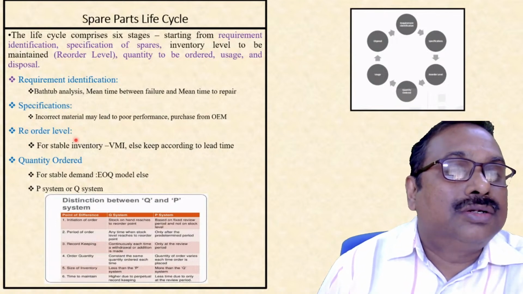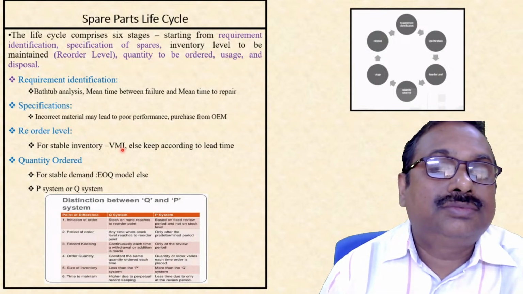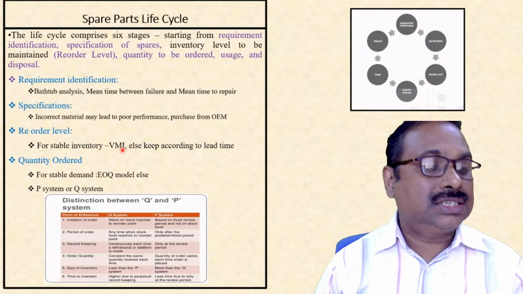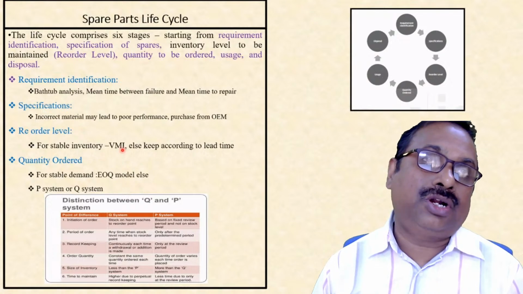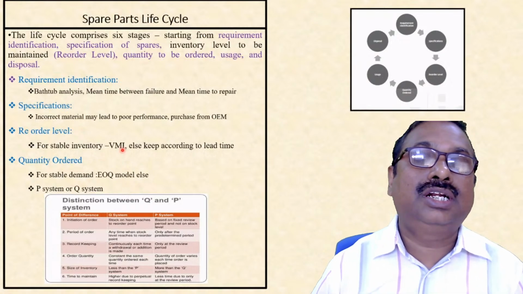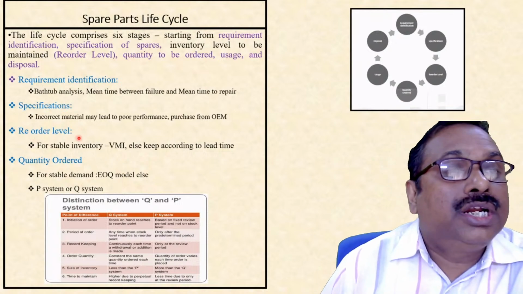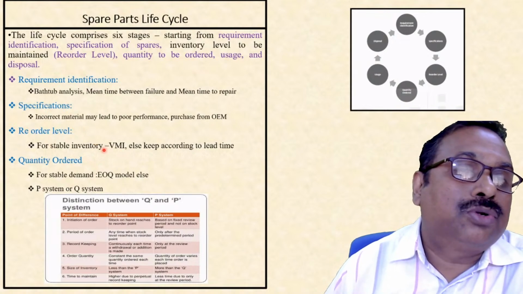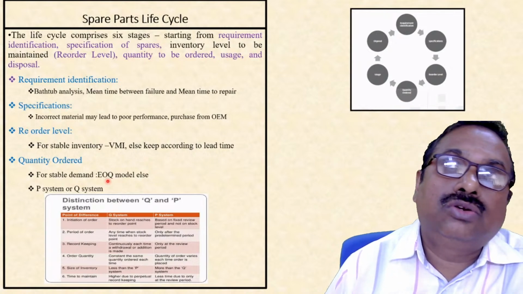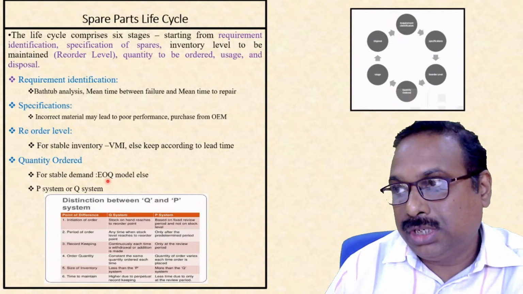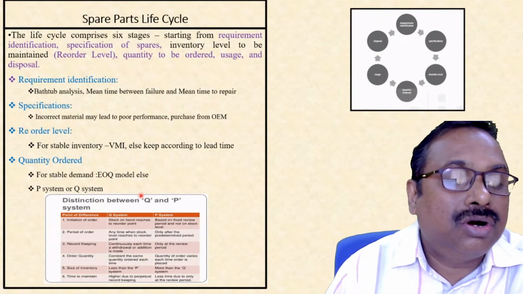Next is the reorder level. For stable inventory, as we have discussed, vendor managed inventory. That means we ask our vendor to keep the items in our premises. When we use the product, we pay the bill. So it reduces our cost. So the reorder level can be reduced if you approach this VMI concept. Then for the quantity to order, as we have discussed, we will go for EOQ. If we go for economic order quantity, our total cost will reduce. We can have a P system or a Q system.